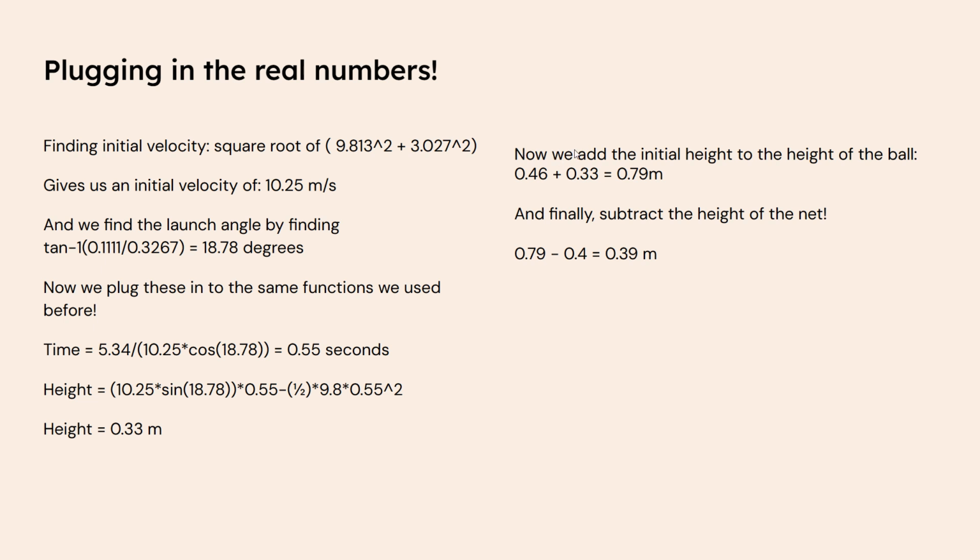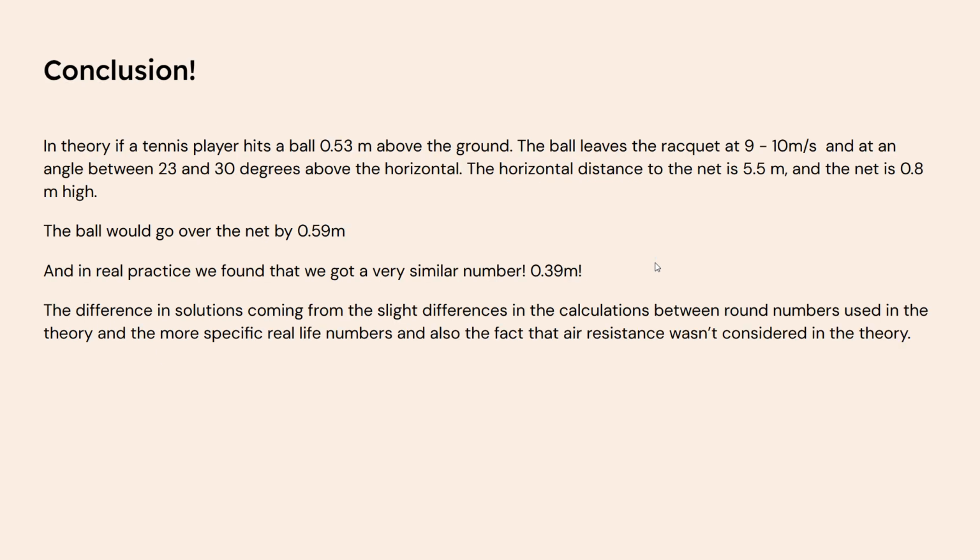And then we add the initial height of the ball, which gives us 0.79, and then we subtract the height of the net, giving us 0.39 meters that it had to spare while traveling over the net. In conclusion, if all of these things are true, the ball does go over the net. Our hypothesis wasn't exactly correct because we thought we would have more room to spare by almost a whole 0.7 meters.